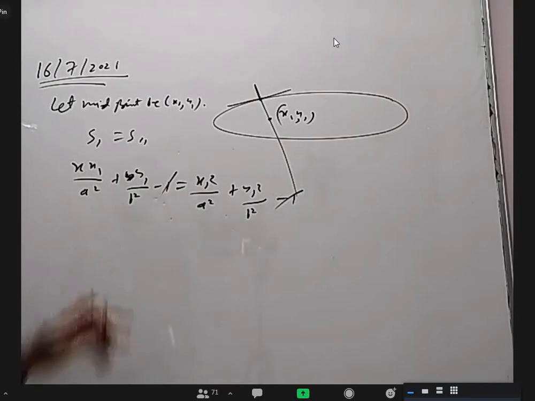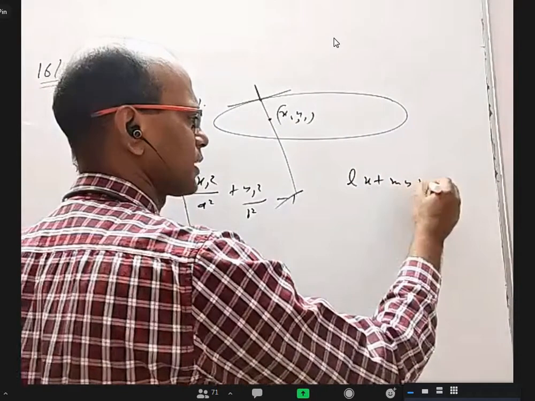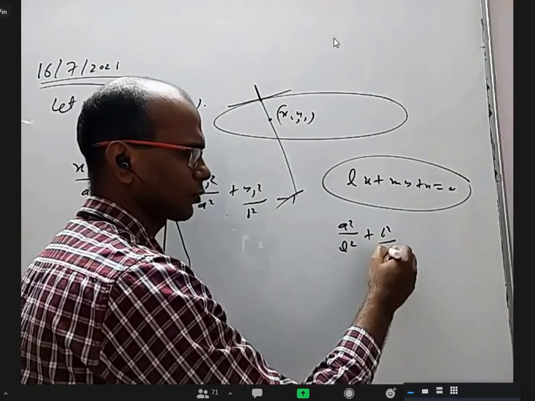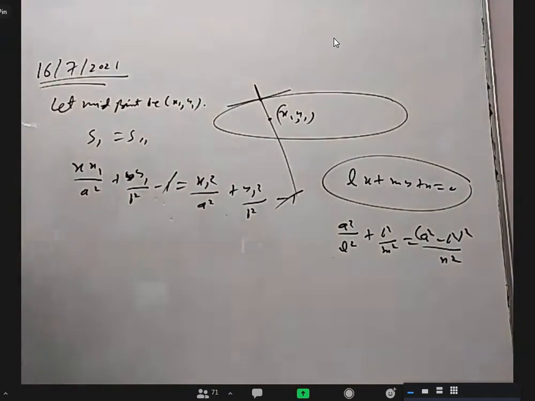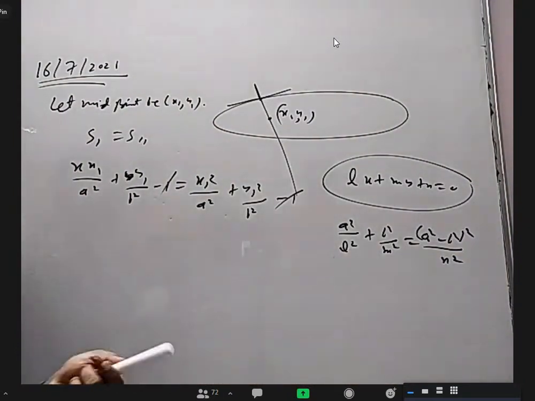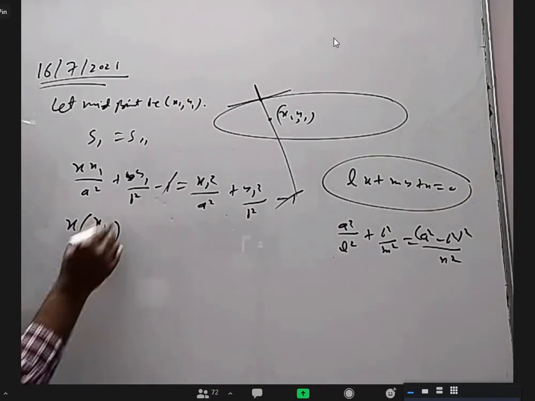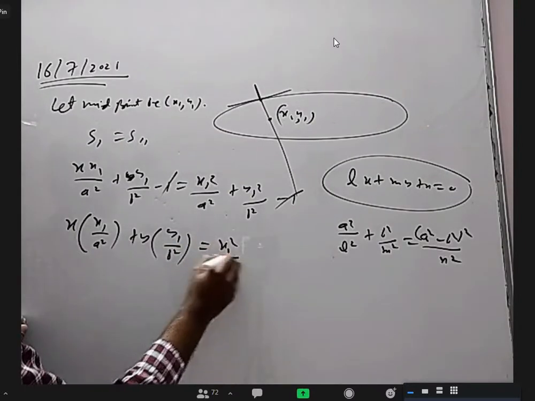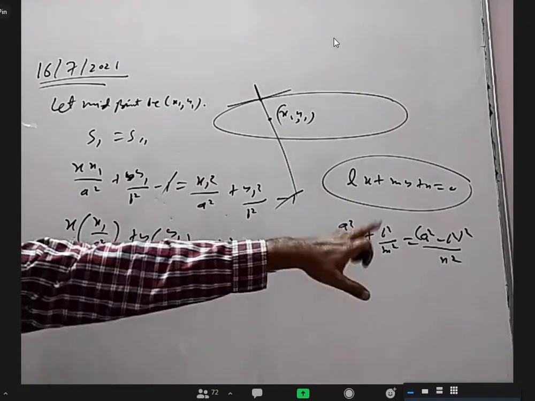Now, for a line to be normal, we have a condition. Just now we saw that if lx plus my plus n equal to 0 is to be normal, what is the condition? a square by l square plus b square by m square equal to a square minus b square whole square by n square. If you don't remember that, you can compare with the general normal and eliminate theta. If you remember that, you can use it. Okay. So what is l here? x into what is there? x1 by a square. This is l. y into y1 by b square. This is m. And this is x1 square by a square plus y1 square by b square. This is your n.